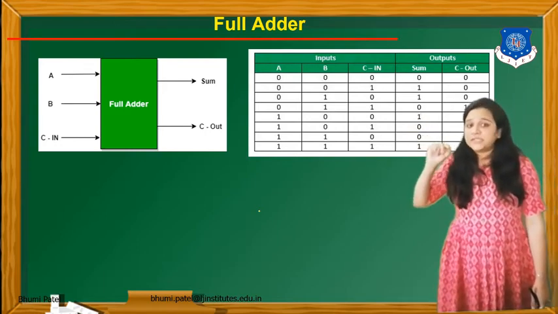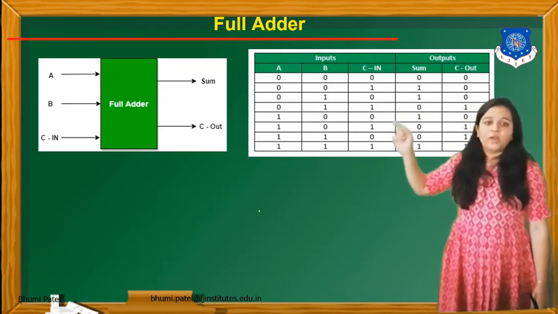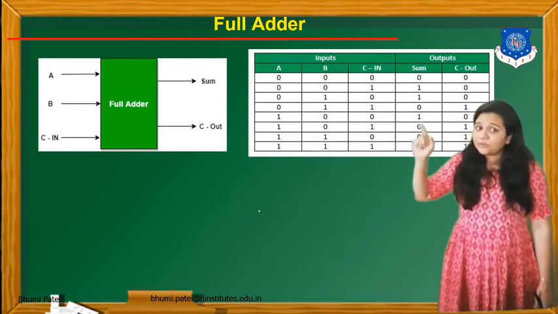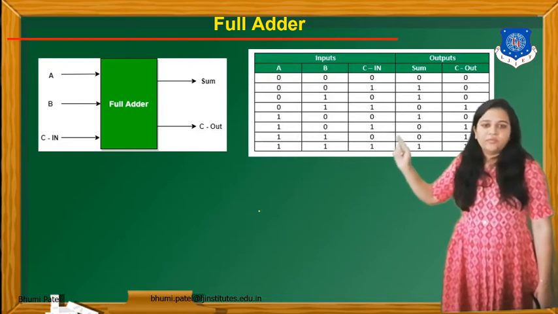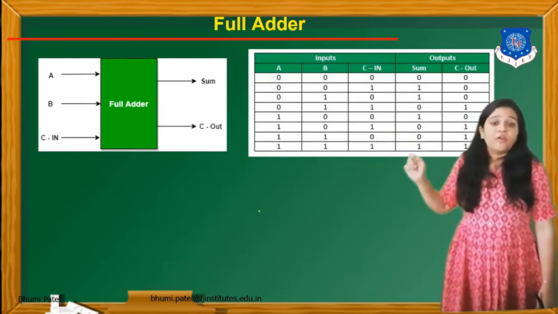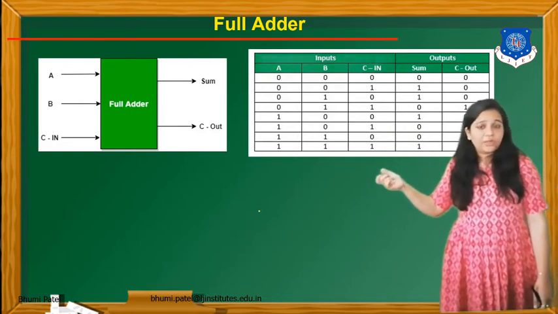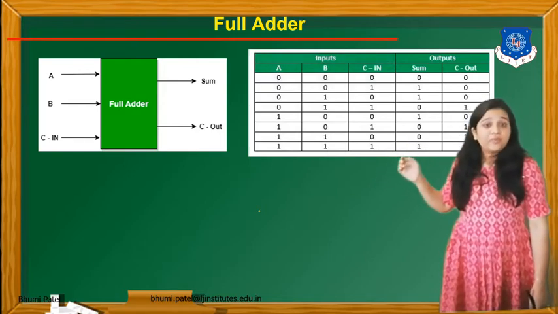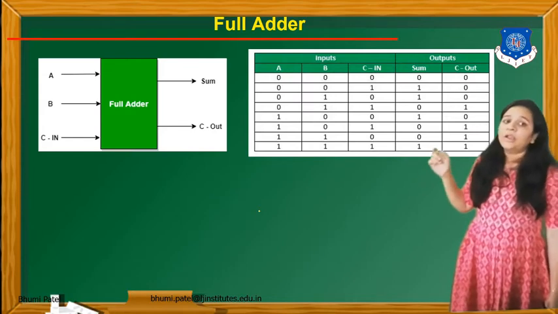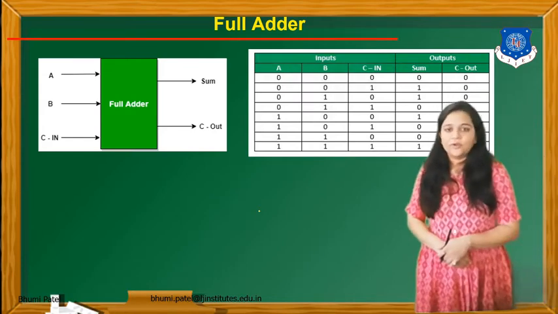Now if two inputs are high, that is 0, 1, 1, we get sum equal to 0 and carry equal to 1. Same thing will be applied for 1, 1, 0 and 1, 0, 1. Now what is the last input condition? Here all the inputs are high, 1, 1, 1. So we get sum equal to 1 and carry also equal to 1.